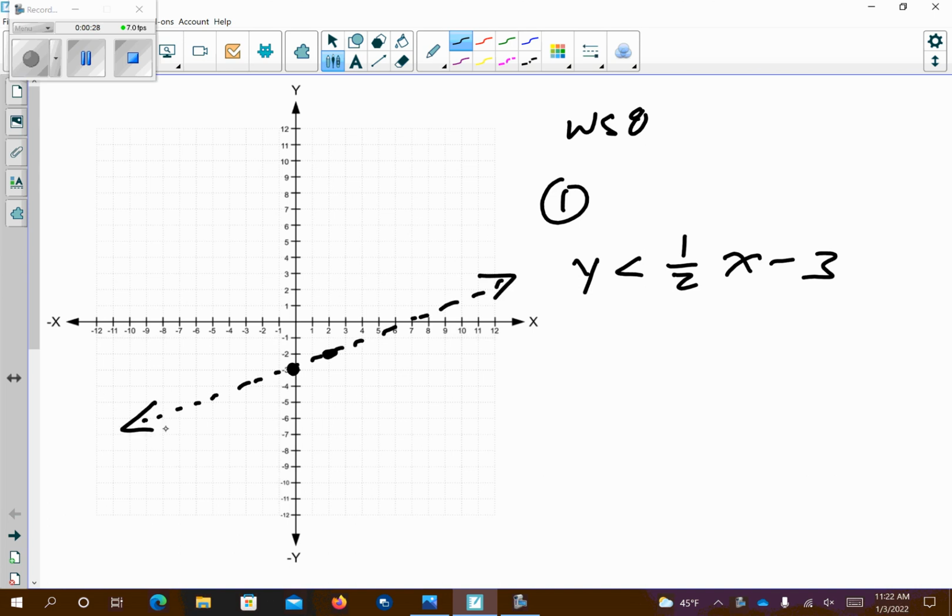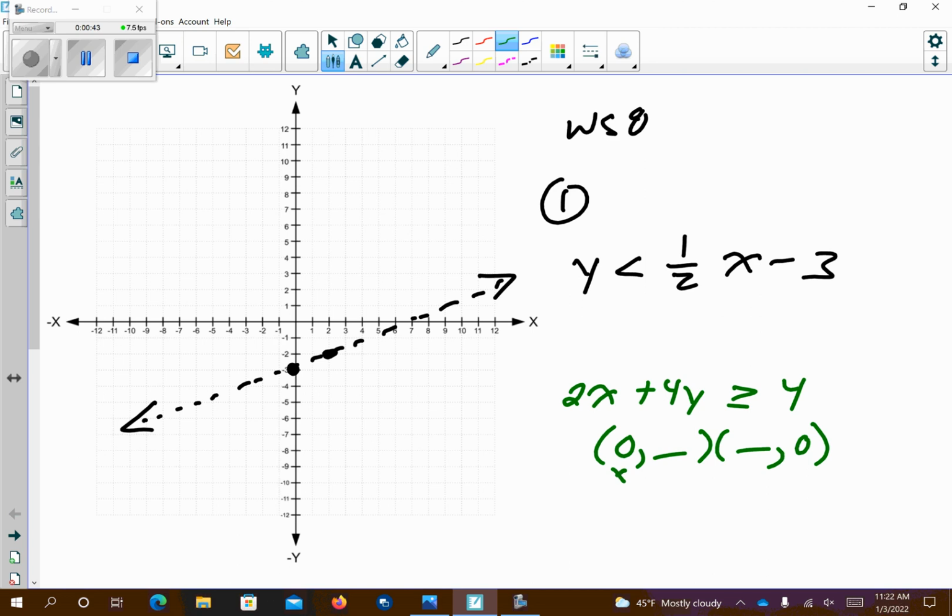Now we're going to graph a second inequality on the same graph. So I have 2x plus 4y is greater than or equal to 4. So remember, this is the cover method. So 0 comma blank, blank comma 0. We're going to figure out where it crosses the x and y axis. So that's an x value. So 4 times y equals that. So that has to be 1. So 0 comma 1 is our first dot.